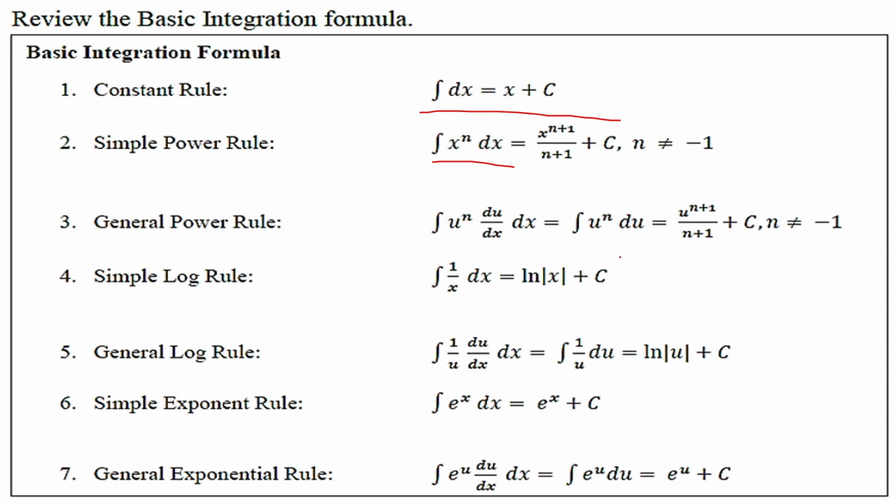Next, general power rule. For our general power rule, the integral of u raised to n times du over dx times dx is equal to the integral of u raised to n du, which is equal to u raised to n plus 1 over n plus 1 plus c, where n should not be equal to -1. Okay, you just substitute this one. This is the given. Later on, we will use u.